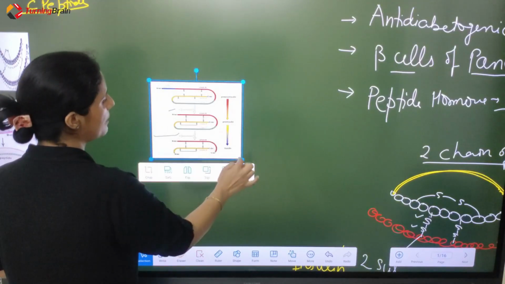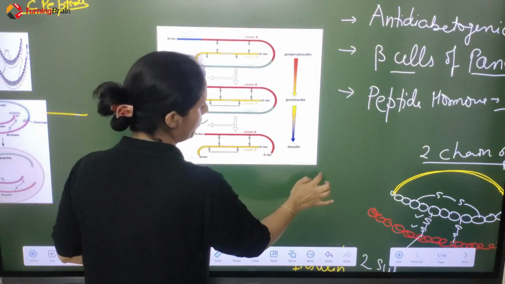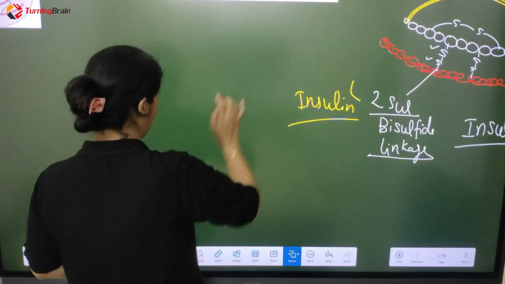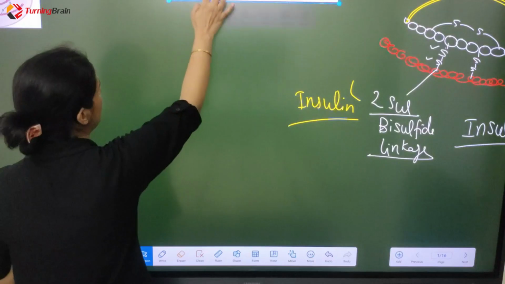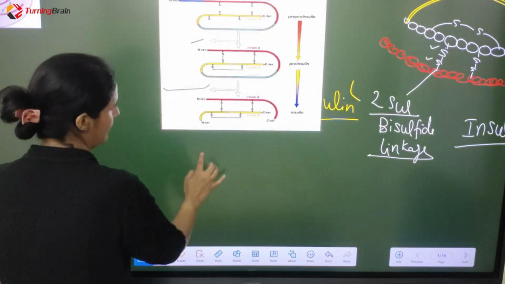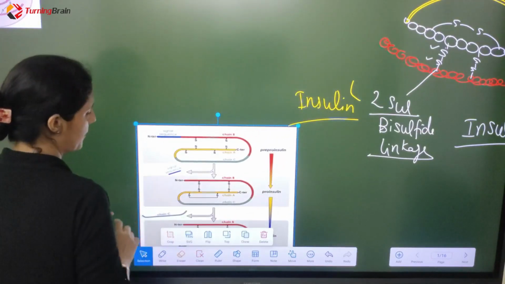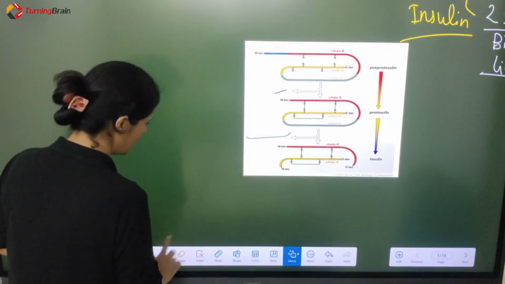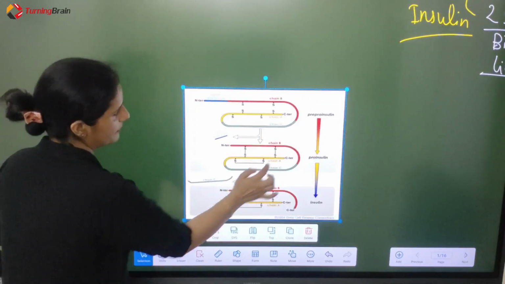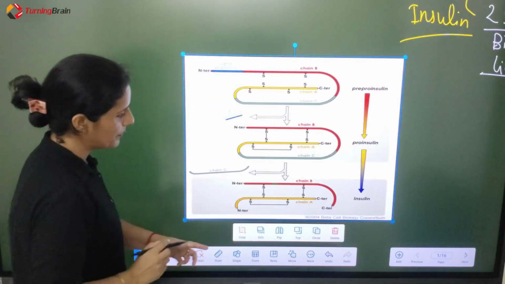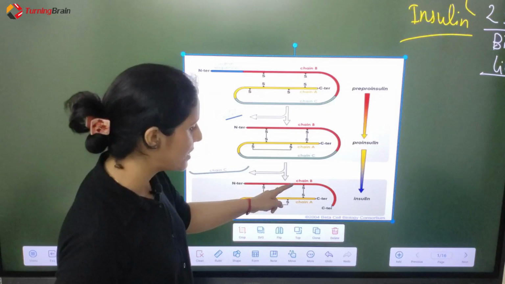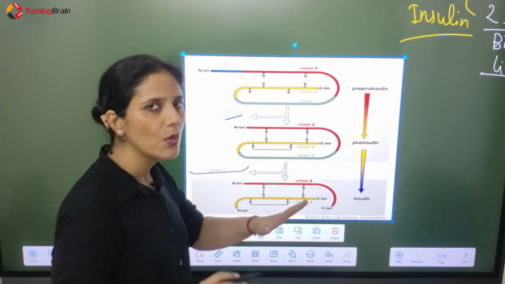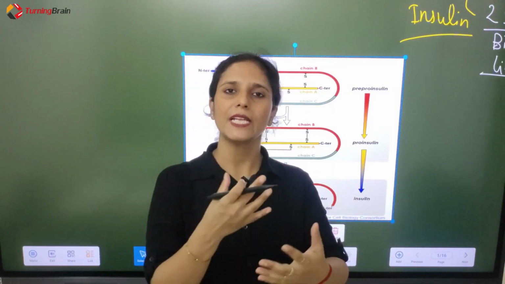This is the image showing the difference between pre-pro and C. Now see the difference between pre-pro and the main insulin. This is the insulin having A chain and B chain. Here they have made it opposite, with the A chain below and the B chain above. There is no difference. They are actually the A chain and B chain.